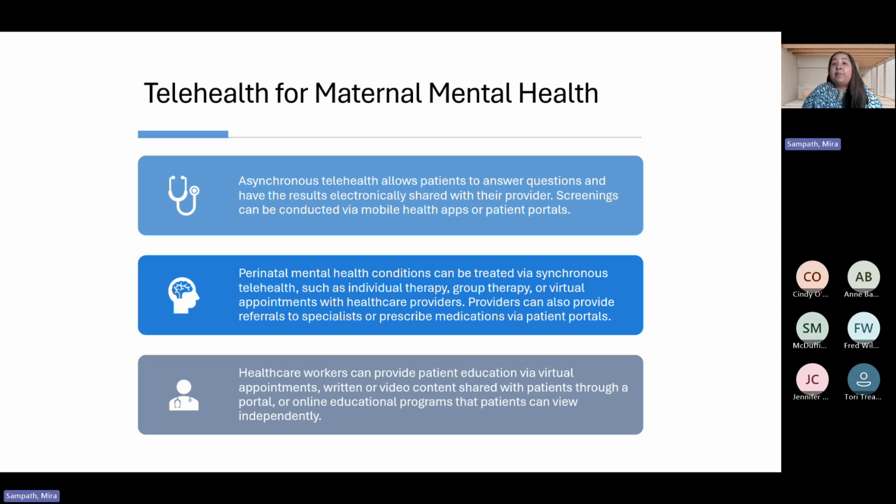Healthcare workers can also provide patient education via virtual appointments, written or video content shared with patients through a portal, or online educational programs that patients can view independently. So again, just to put that into context, these are different ways that telemedicine can address not just maternal health, but maternal mental health specifically.